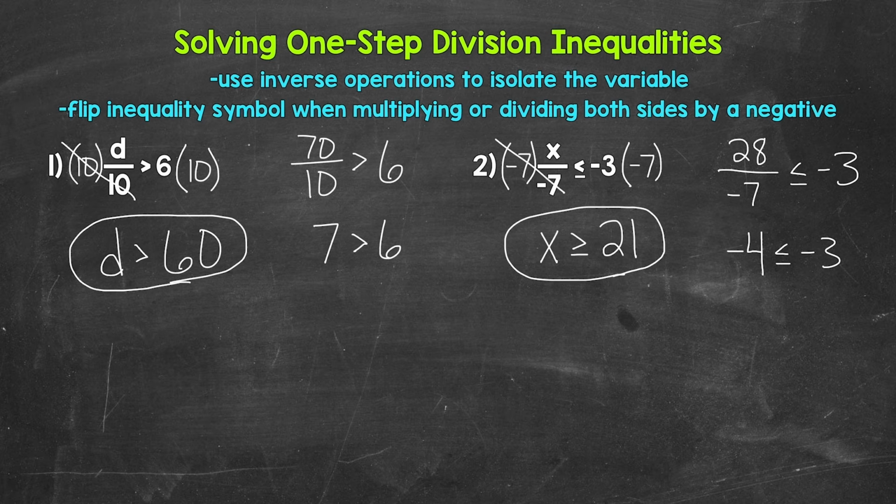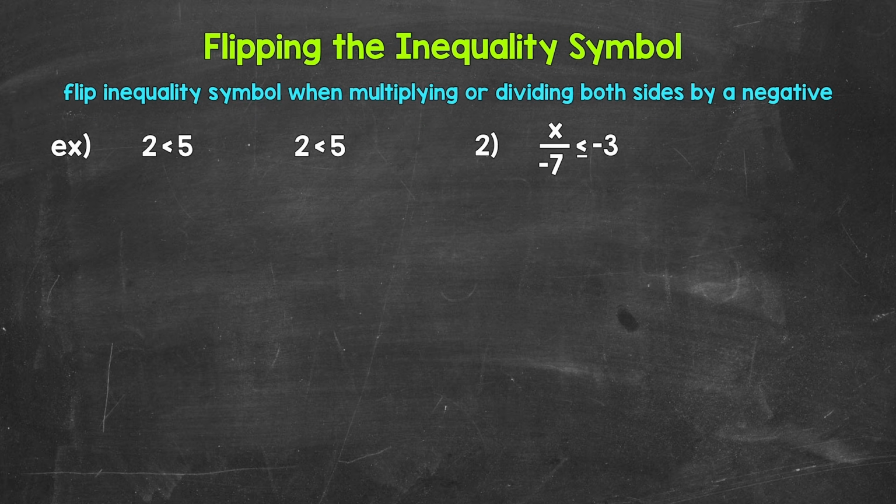Now, before we end, let's take a look at flipping the inequality symbol and why this happens when we multiply both sides by a negative. This will be similar to what we looked at earlier in the video when we divided both sides by a negative. Let's start with the example 2 is less than 5. Is this inequality true? Of course, 2 is less than 5. But let's see what happens when we multiply both sides by positive 2. Let's see if this remains true.